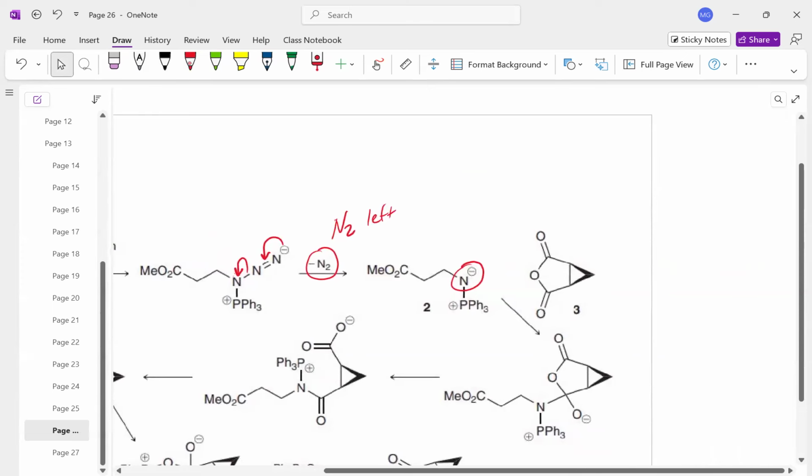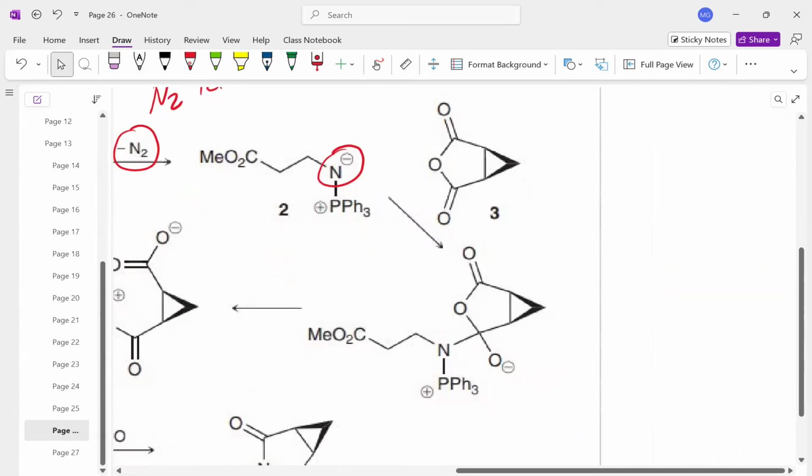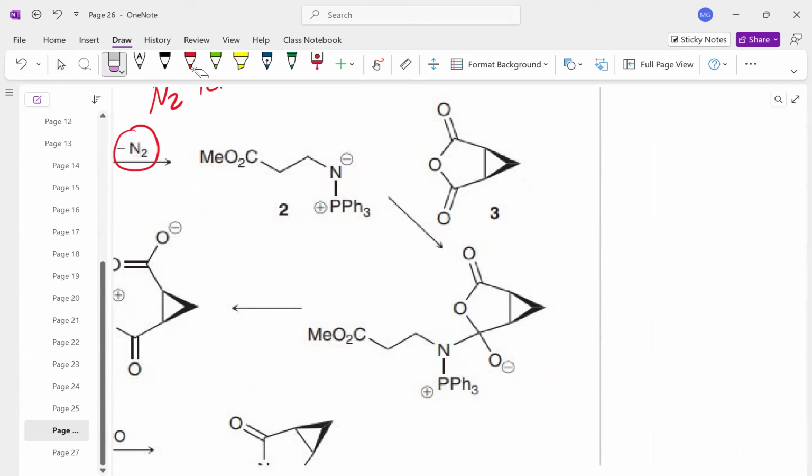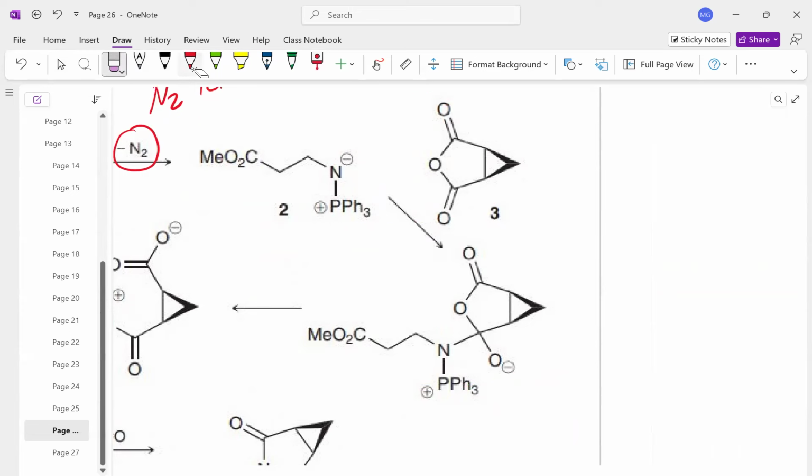Okay, let's take a look at this next step. Again, I want you to pause the video and ask yourself, what happened? How is this product different than these two reactants? One of the obvious things is that I connected the two reactants together. Where did I connect them? I took a nitrogen here and connected it to that carbon. How does it do that? Why does it do that?